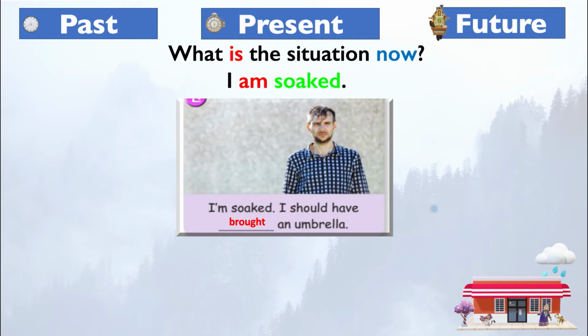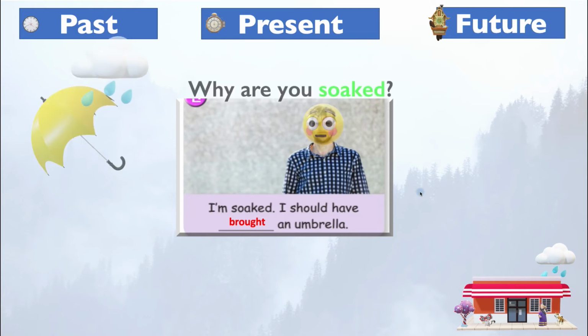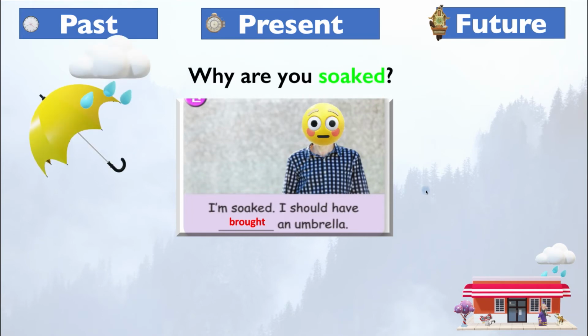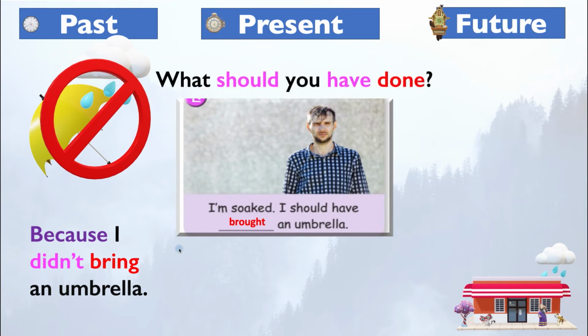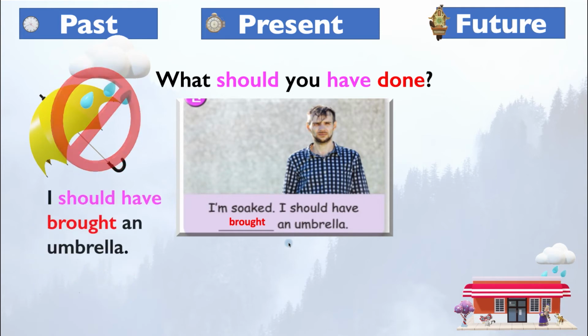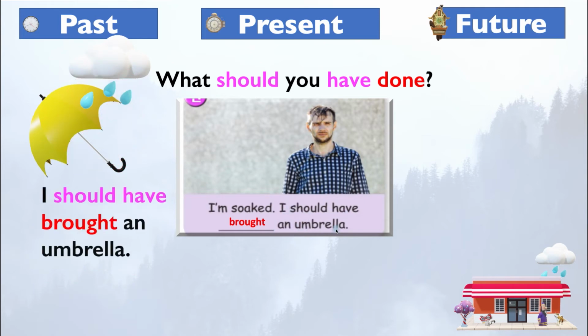So I understand why he says the next thing: you should have brought an umbrella. Yes, why are you soaked? As he says, because I didn't bring an umbrella. I had no umbrella in the past. So I am soaked now. What should you have done? I should have brought an umbrella. So this sentence answers what you should have done to stop yourself being soaked.